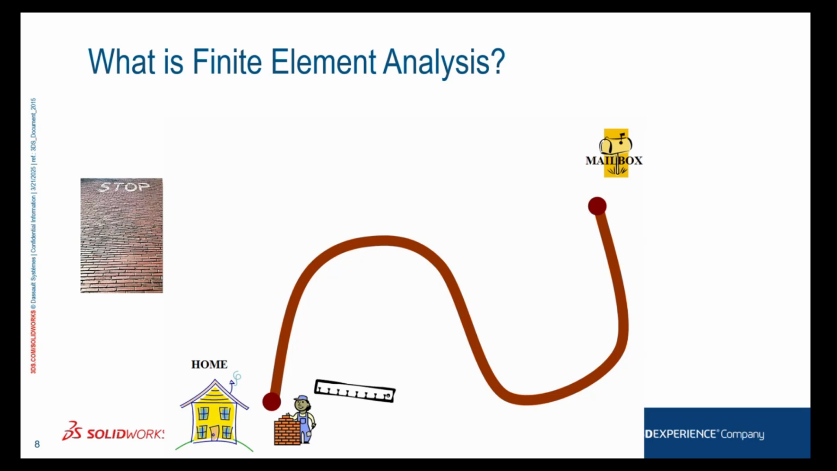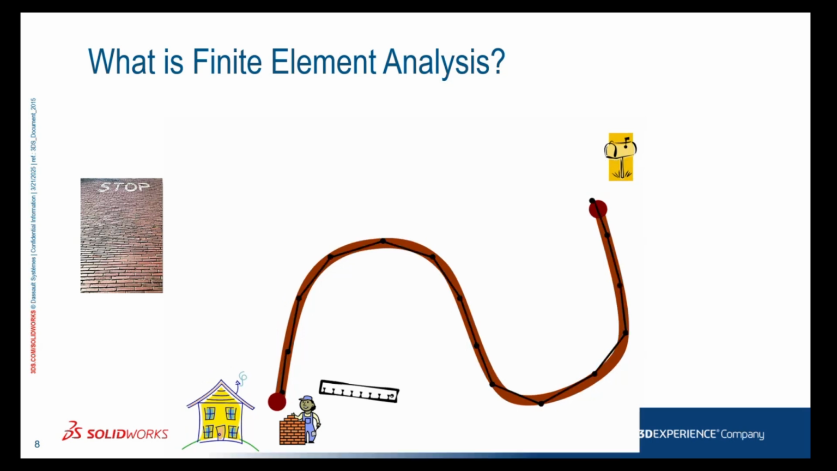It's simple, right? You're going to place the stick in a continuous fashion, starting from your home and reaching your mailbox, and you're going to multiply the number of times you placed the stick with the length of the stick. You're going to get the distance from your home to the mailbox. This, in a broader way, is simply an FEA.